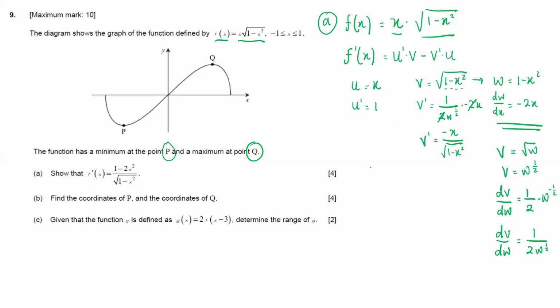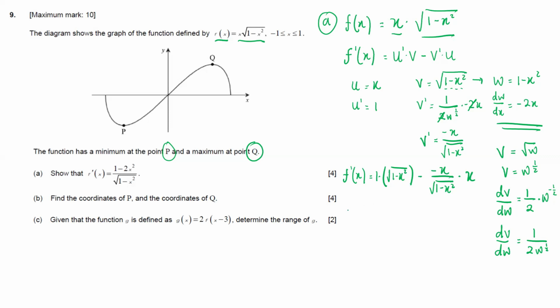Okay, all right, so let's collect everything that we have here. It means f prime x. Our u prime is going to be 1. I will not write that 1, or I will. 1 times v is just going to be the square root of 1 minus x squared. And then minus v prime. V prime is going to be negative x over the square root of 1 minus x squared, multiplied with u, which is x right there.